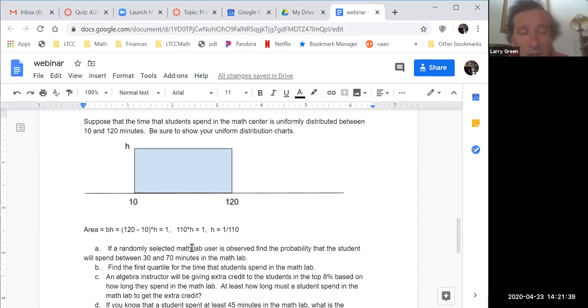Any questions at all on kind of the starting up? No, they haven't even gotten to part A yet. Right now, I just need to draw my picture from what's given. Okay, so now what we've got is a randomly selected math lab user is observed. Find the probability that the student will spend between 30 and 70 minutes in the math lab.